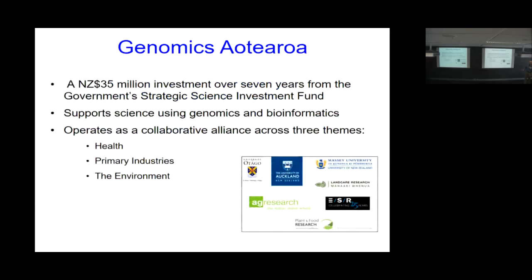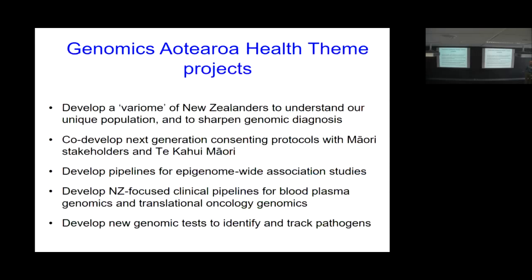One of the reasons to do this in New Zealand is that we've had a recent relatively large investment of $35 million called Genomics Aotearoa, and this supports genomics and bioinformatics across health, primary industries and the environment. It's a partnership between a large range of organisations with close associations with NeSI. As part of Genomics Aotearoa there is this health theme, and I imagine AI is very applicable to every part of it.